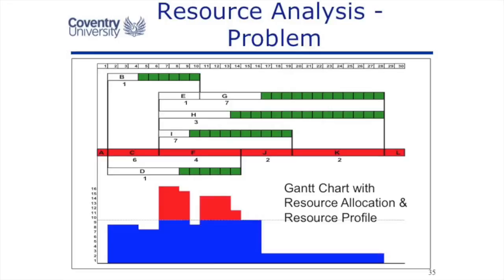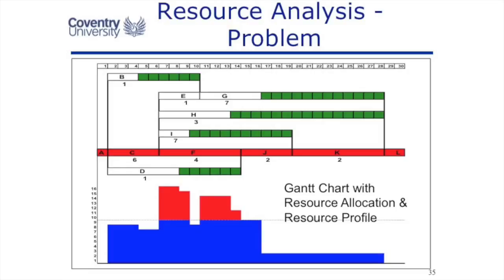Now here I'm showing the finished graph, and I'm showing my problem in red. I've only got 9 engineers available, so anything above 9 engineers is going to give me a resourcing problem. Perhaps I've got another resource problem in this project, and that is that I'm not using 9 engineers for the end of the project. I'm only using 2 engineers for many days at the end of the project. That is equally a resource problem.